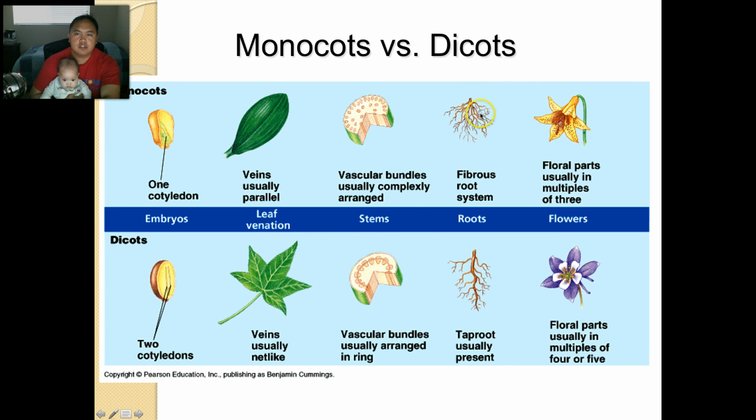Monocots have a fibrous root system, so their roots look like this. And dicots have what they call a taproot. And then monocots have parts in multiples of 3, 6, 9, or whatever. And dicots have them in multiples of 4 or 5.